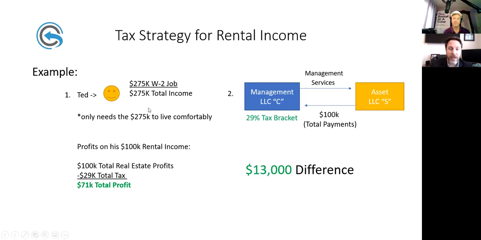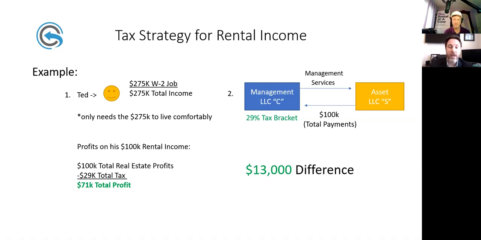So here's Ted, and instead of receiving $375,000 worth of active income, he's going to receive $275,000, just the income he received from his W-2 job. Now, how did we make that happen? Well, we basically have a management company that's an LLC with a C election. And let me give you an idea. On a normal federal level, a C elected entity, whether it's a corporation or LLC, is taxed at a flat 21%. Now, on that 21%, you need to add roughly about 8% or so for California. And so that gives us that 29% tax bracket. And so no matter how much money goes into this company, it's always going to be taxed at 29%.